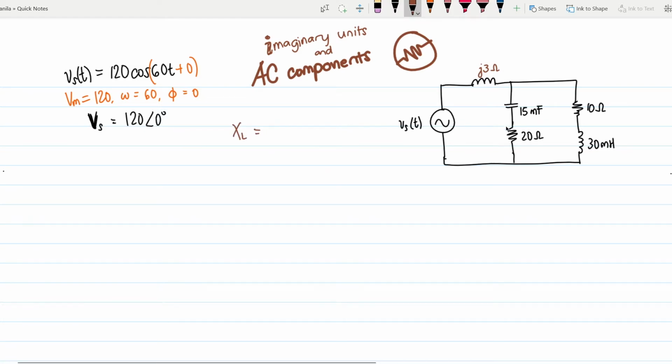Let's just do the other inductor now. It's going to be j times 60 as well times 30 millihenry, so 0.030. That's 1.8. j1.8. All right. Okay. So the resistors don't need any conversion. They're already in ohms, right? So what we're missing is the capacitor here.